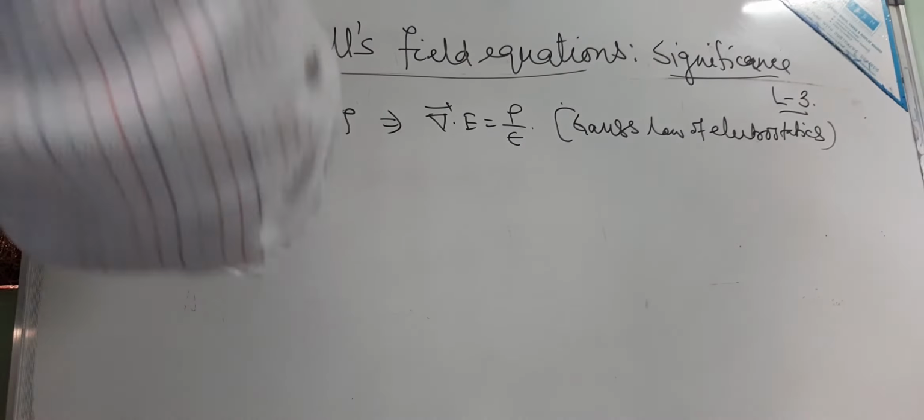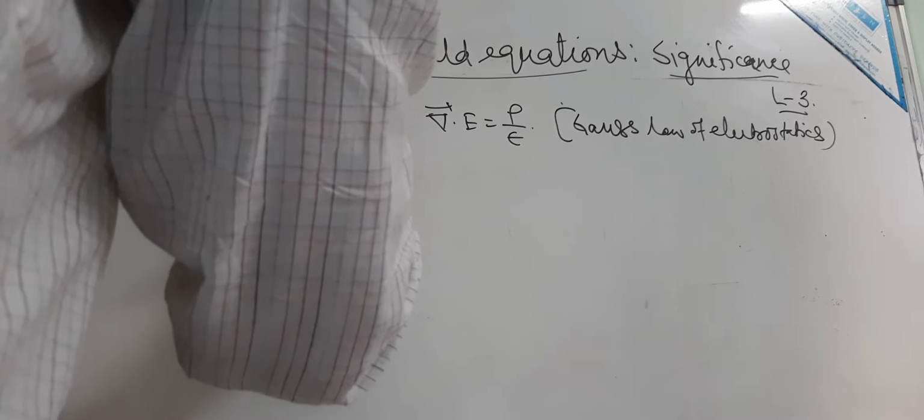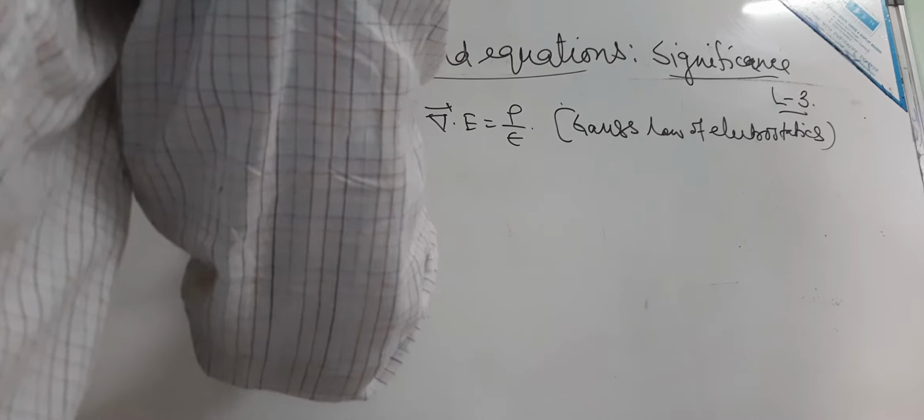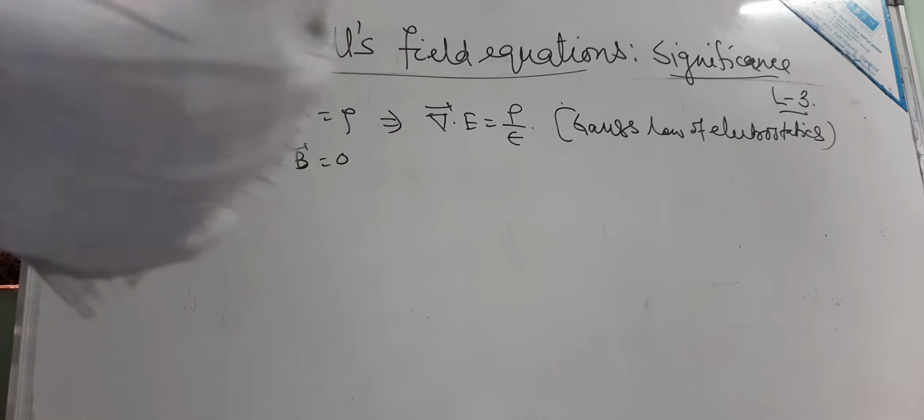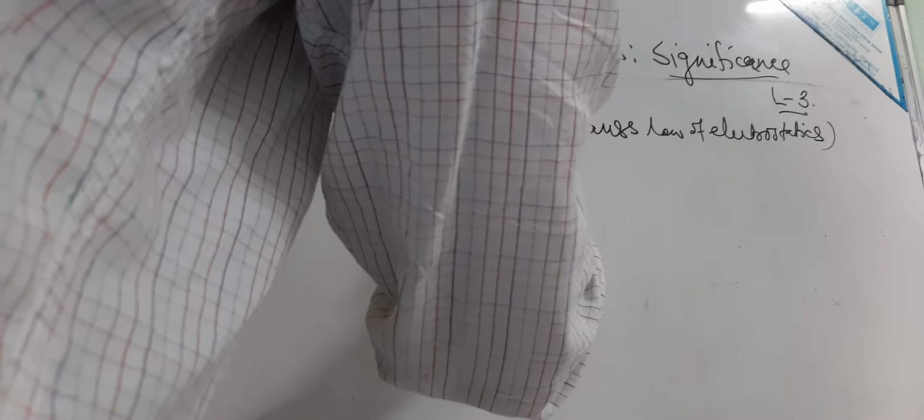And number two is Gauss's law of magnetostatics, that is divergence B equal to 0. Or if you write B equal to mu into H, this is written as divergence H equal to 0. This is Gauss's law of magnetostatics.